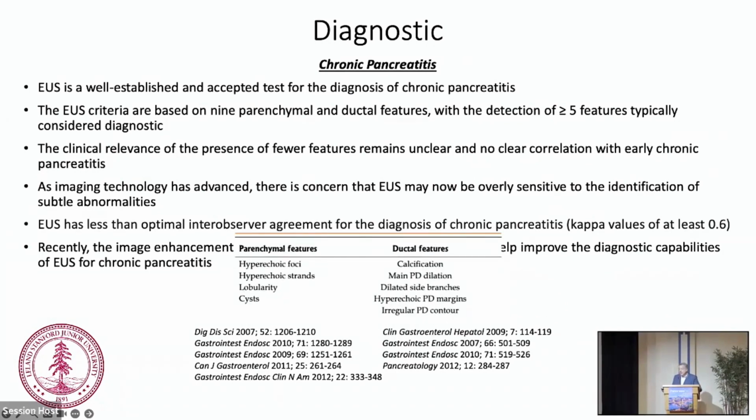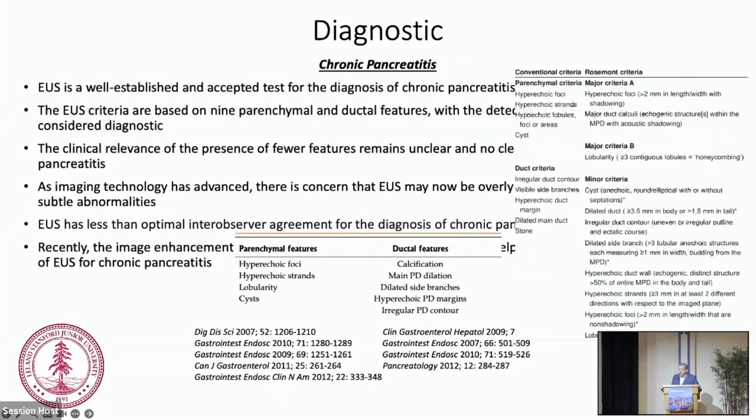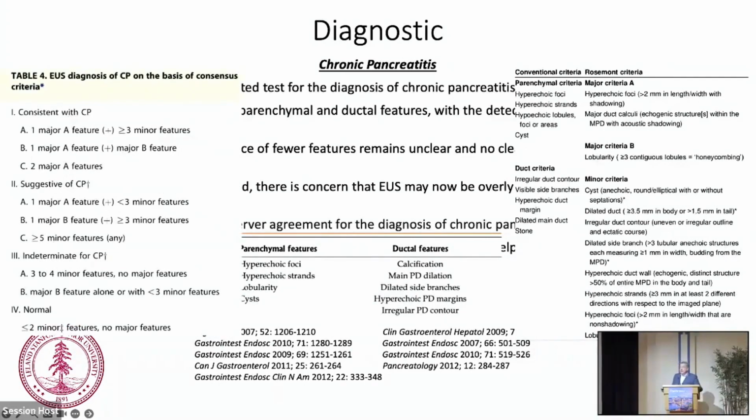Now, if you look at the parenchymal and ductal features, this is what we essentially focus on, and this is some of the described conventional Rosemont criteria, which I will say are not validated in pediatrics. And if you look at what the ISGE considers diagnostic consensus for chronic pancreatitis, you can see that this is what we mainly focus on. I think EUS is very good at showing us a very normal pancreas, and it's very good at showing us a fairly advanced pancreas, but somewhere in between, we're not as good.